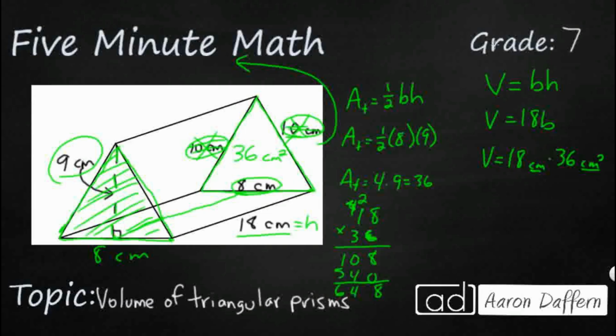We've got 648. But remember, it's not just 648. We need the proper units, 648. We can either write cubic centimeters, or we can write centimeters with a little 3. That means centimeters cubed.